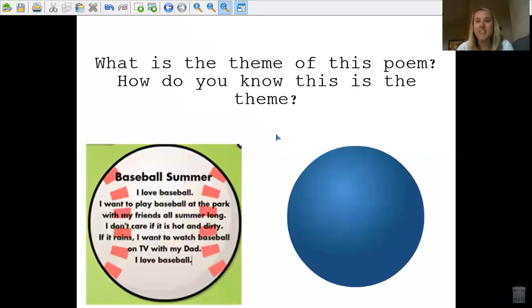All right, let's look at our very last one for today, okay? What is the theme of this poem? Baseball summer. I love baseball. I want to play baseball at the park with my friends all summer long. I don't care if it's hot and dirty. If it rains, I want to watch baseball on TV with my dad. I love baseball. Now pause this video right here so you can think, what is the theme of this poem?